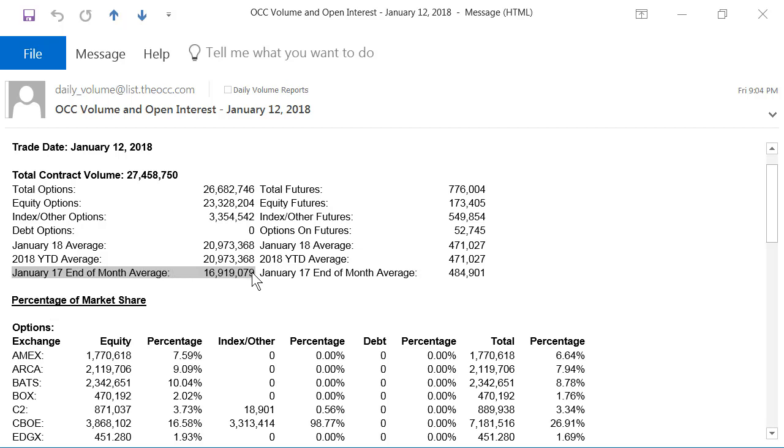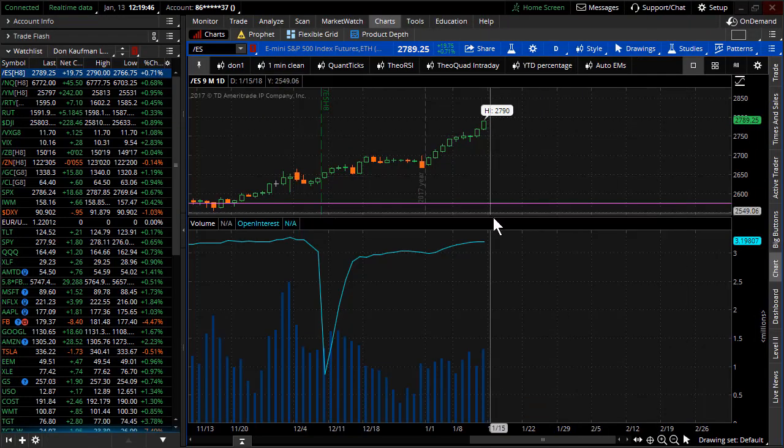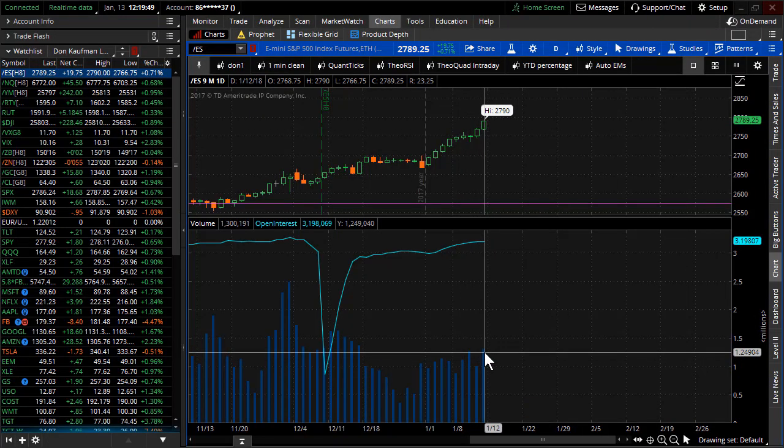Just in comparison, check this out. That's January of 2017, a year ago. We weren't even averaging 17 million contracts. By the way, almost all of last year, all of 2017, we were averaging right around 17 million contracts a day. The January 2018 average thus far has been 21 million contracts. So all of a sudden we're talking about a 20, 30, even 40% increase in option volume, which is substantial, especially when it's not being coupled with big volume coming from the S&P futures.